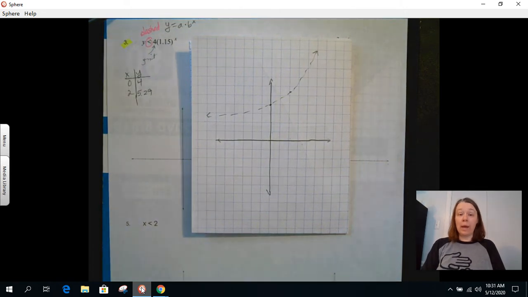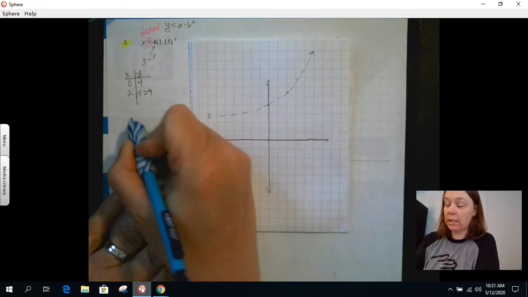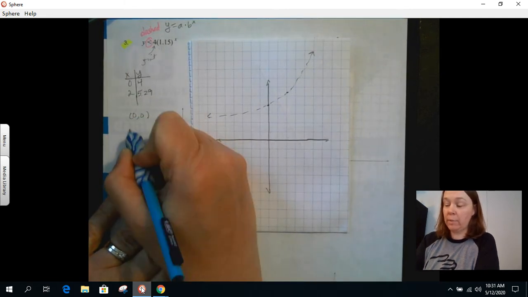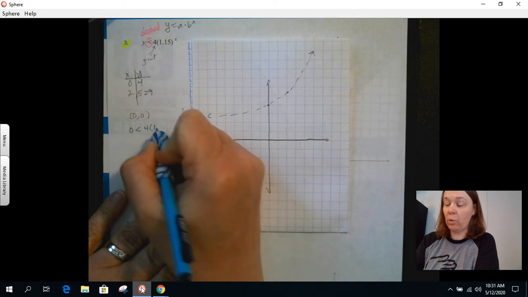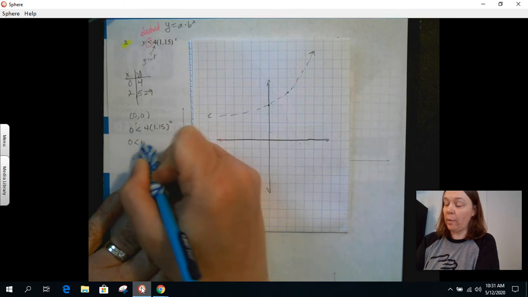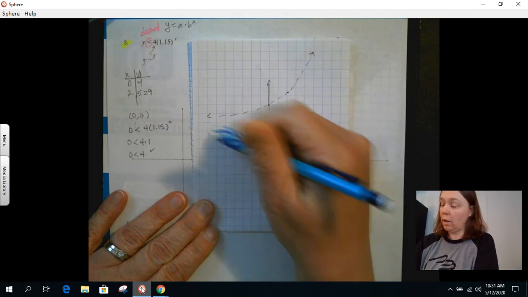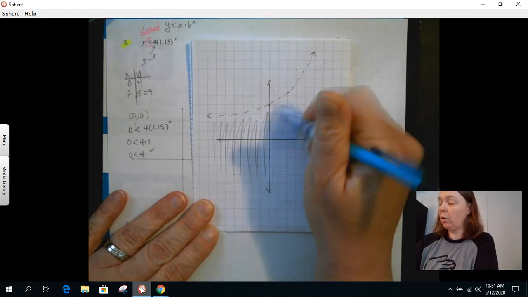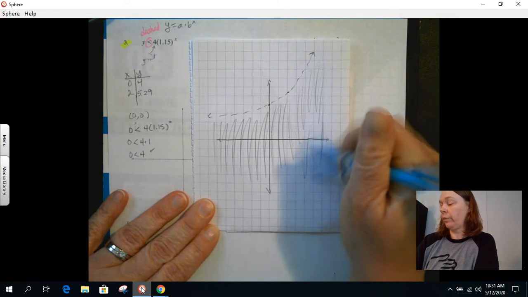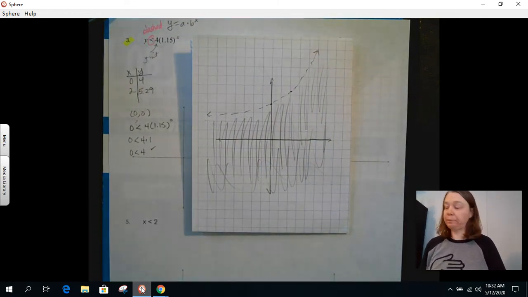Okay, and then we want to pick a point and test it and see which side we should shade on. So again, 0, 0 is not part of my line, and so I'm going to test the point 0, 0 again. I'm checking, is 0 less than 4 times 1.15 to the 0 power? Remember, anything to the 0 power is 1. So is 0 less than 4? It is. So we're going to shade below the curve. It's the same idea, but the graph is curved instead of just being a line.